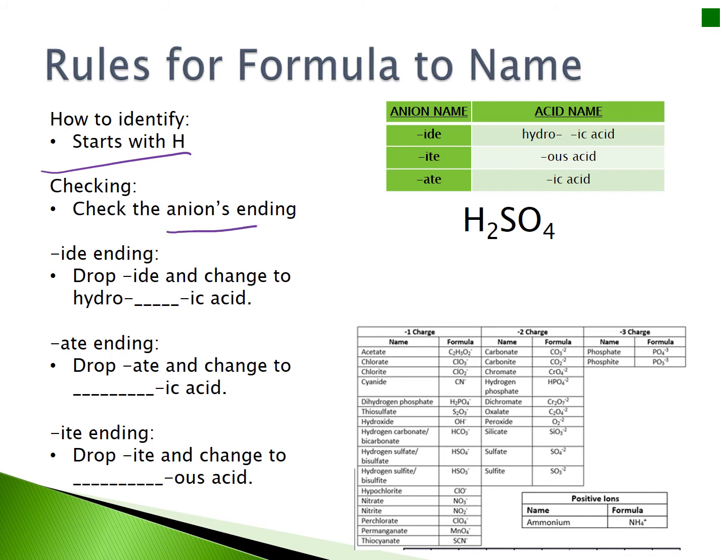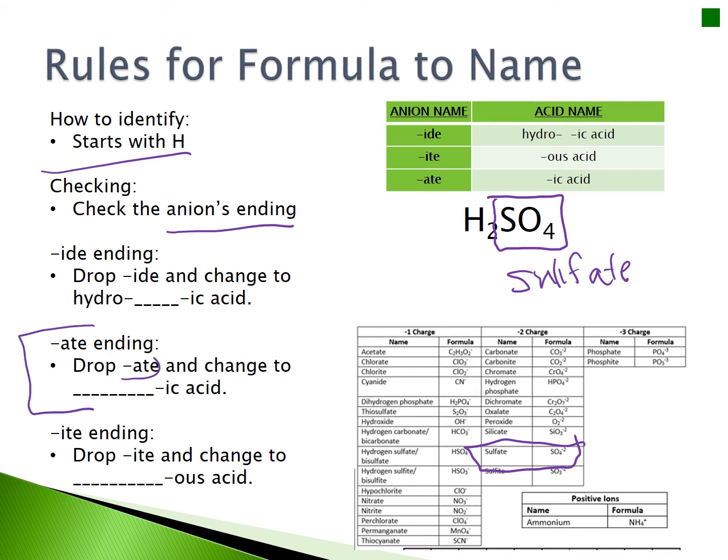Now I'm going to check the anion's ending. So I'm looking at my anion, which is SO4. SO4 is polyatomic because we have an S and an O. So I'm going to look at my polyatomic ion sheet. SO4 is sulfate. So I'm going to write down sulfate. That's an ate. Okay, looking at sulfate with an ate ending, I'm going to drop that ate ending and change it to blank ic acid. So I'm going to drop off this ate ending, and I'm going to change it to ic acid. So it'd be sulfic acid.